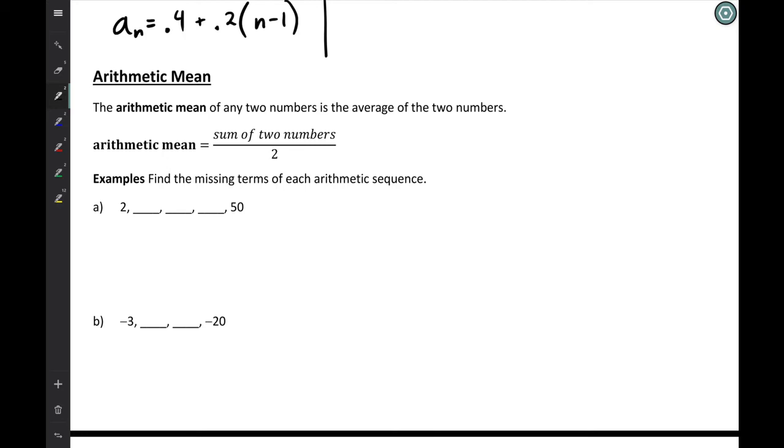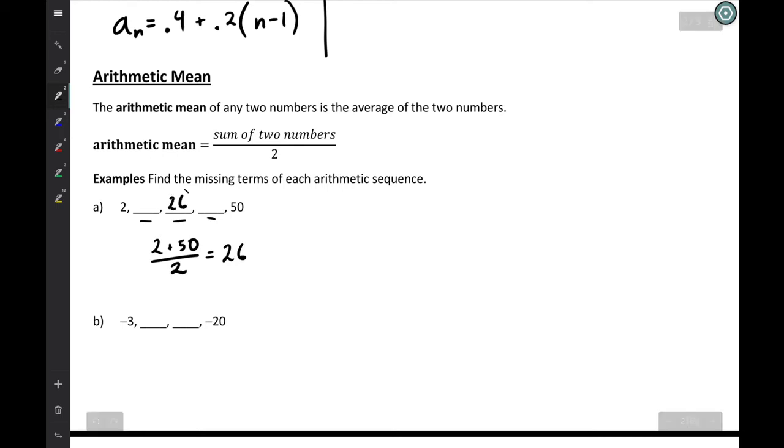For instance, if I want to find these 3 terms in this sequence, it's really hard to see the common difference here. I can't see what I would be adding each time. But I could go through and use the arithmetic mean to find the number in the middle here. So 2 plus 50 divided by 2. Well, this is just going to be 52 divided by 2, which is 26. So this middle number is 26.